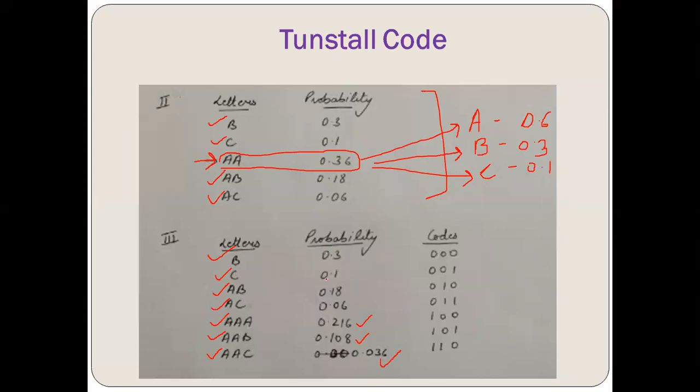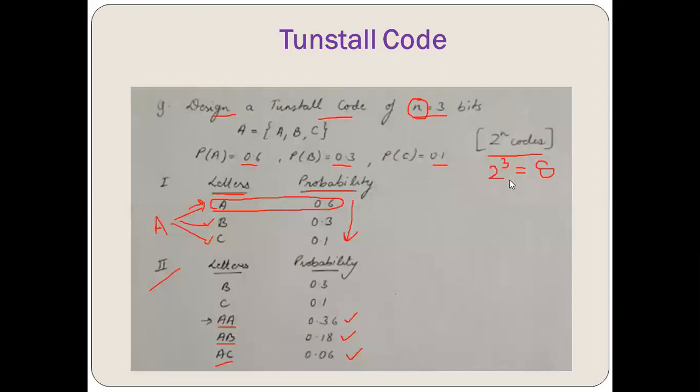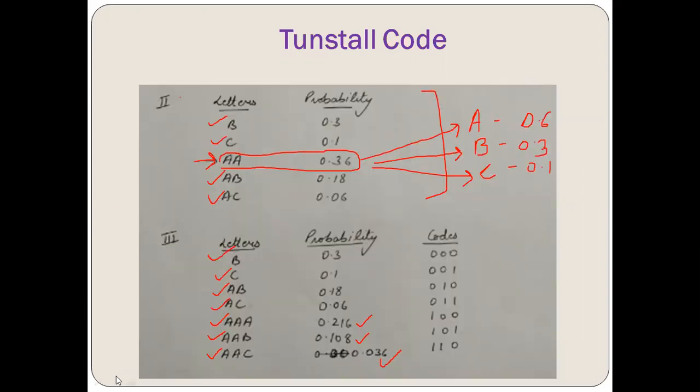Now I need to check how many codes I can generate. I can generate a maximum of 8 codes. From here, I have calculated I can generate a maximum of 8 codes. It cannot be more than that. So let's see, if I generate one more table, how many codes I have here?